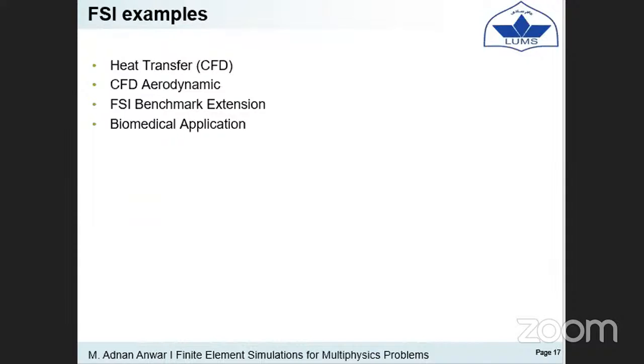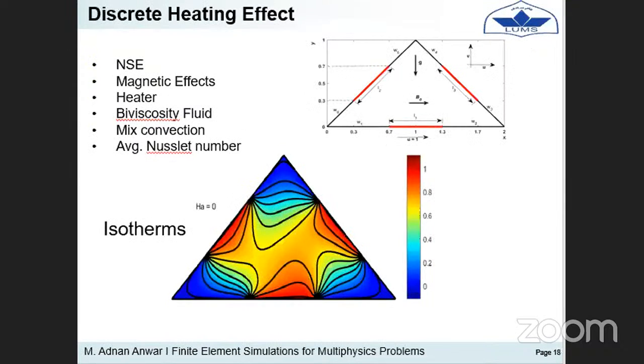The next are some projects which we have accomplished. The first one is discrete heating effect. Here we have our cavity, triangular cavity. This is a CFD problem. Here we have added both CFD plus FSI projects. This is a CFD type. We have a cavity and discrete heaters fitted on the midpoints of the triangle. The main aim was to study the average Nusselt number due to this discrete heating effect.